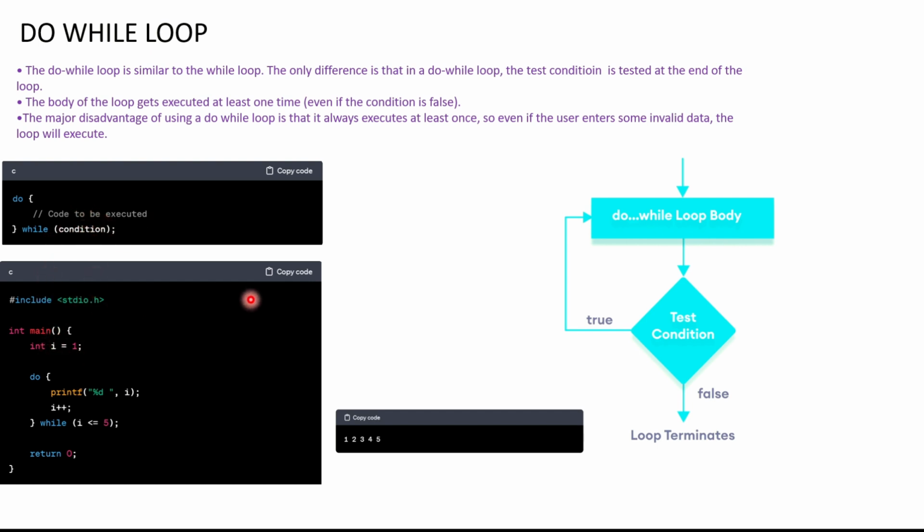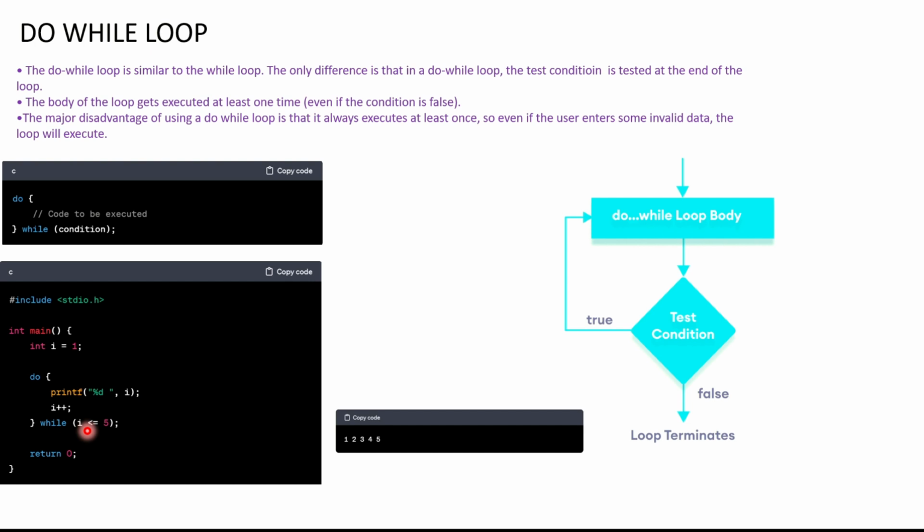So let's take another simple program to see how the do while loop works. First, we initialize the variable I again to 1. And so we can see the do while condition. Inside the do while, first we're going to print the value of I, that is 1.